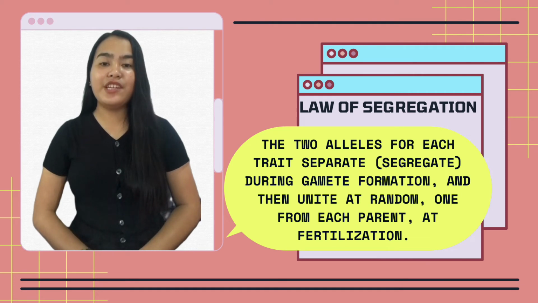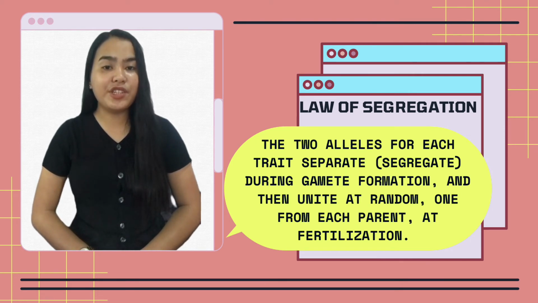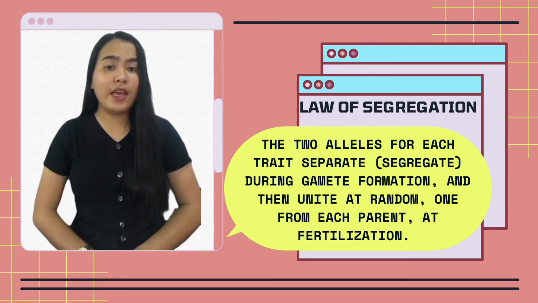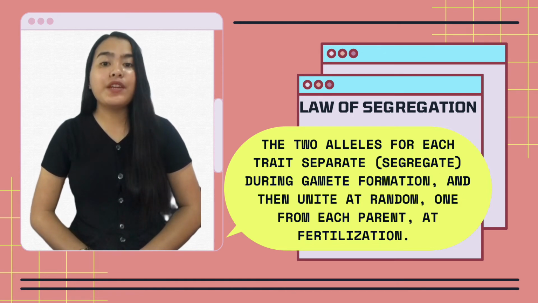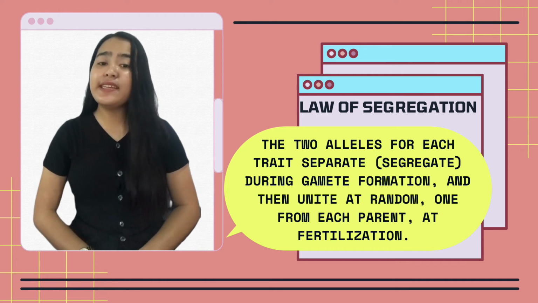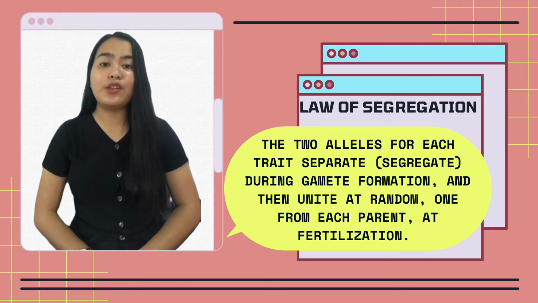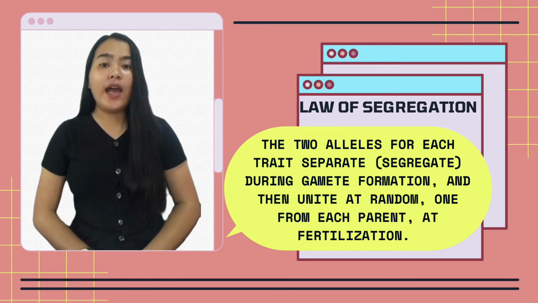Mendel's law of segregation encapsulates this general principle of heredity. The two alleles for each trait separate, or segregate, during gamete formation, and then unite at random, one from each parent at fertilization. The term segregation refers to such equal segregation in which one allele and only one allele of each gene goes to each gamete.